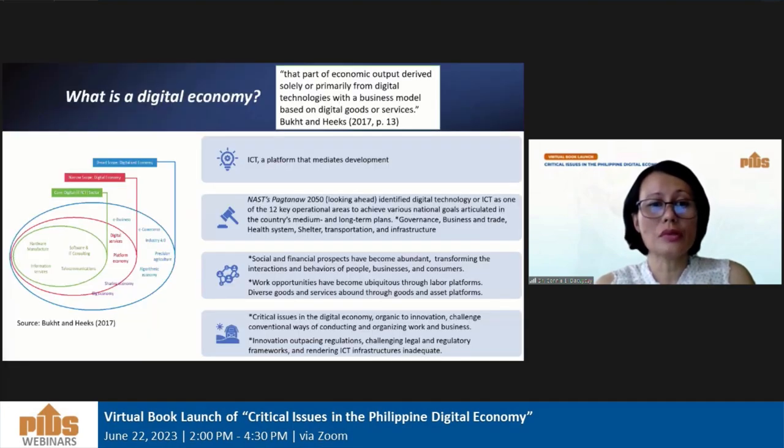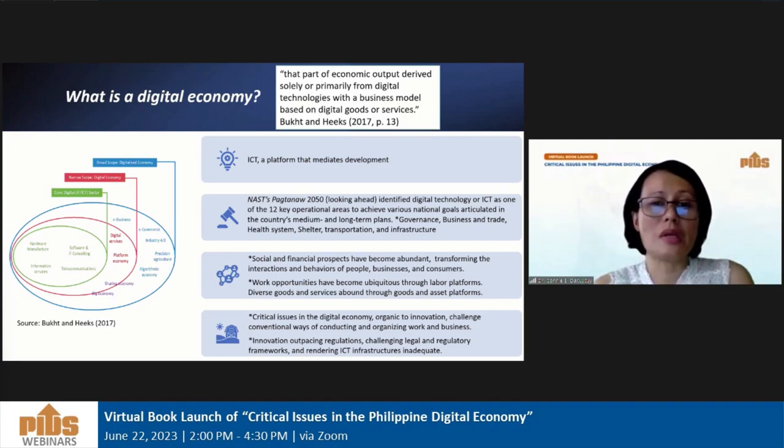Next slide, please. So we define what is digital economy, and we borrowed from Bukht and Heeks that says that digital economy is the part of the economic output that is derived solely or primarily from digital technologies with a business model based on digital goods or services. On the left side, there's a chart, and you can see that there are three ovals inside of each other, which is core, narrow, and broad.